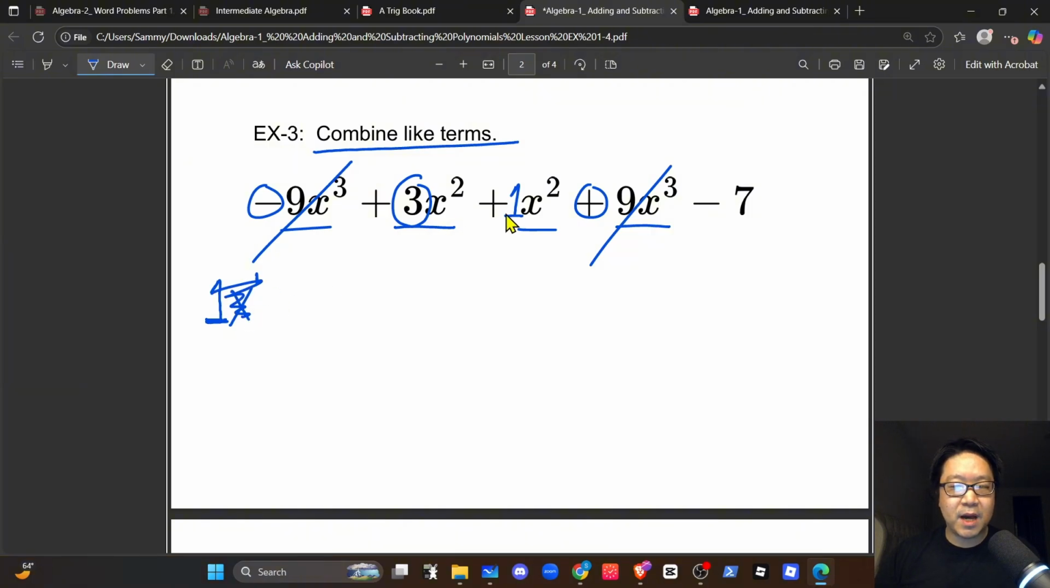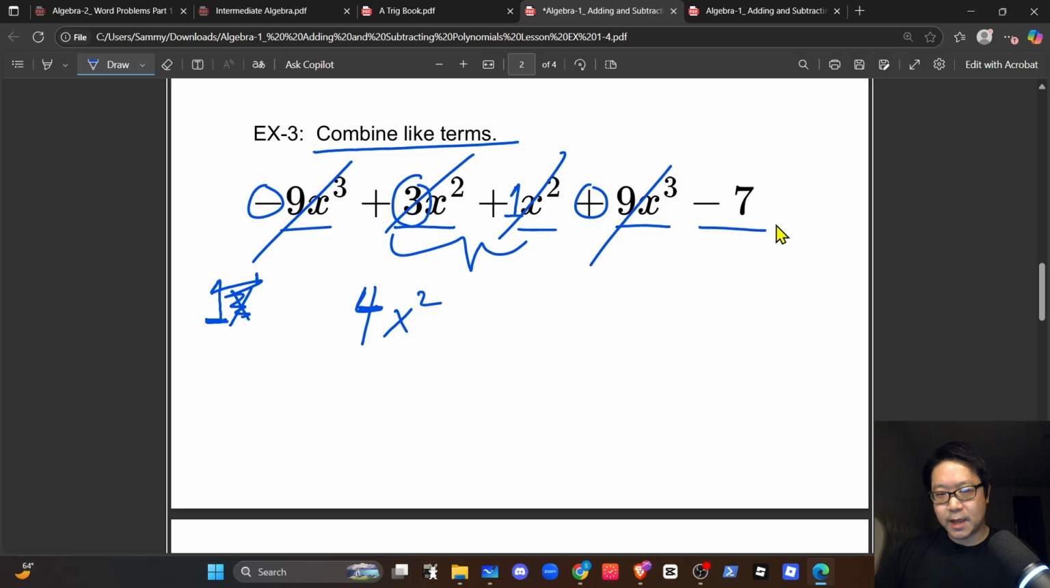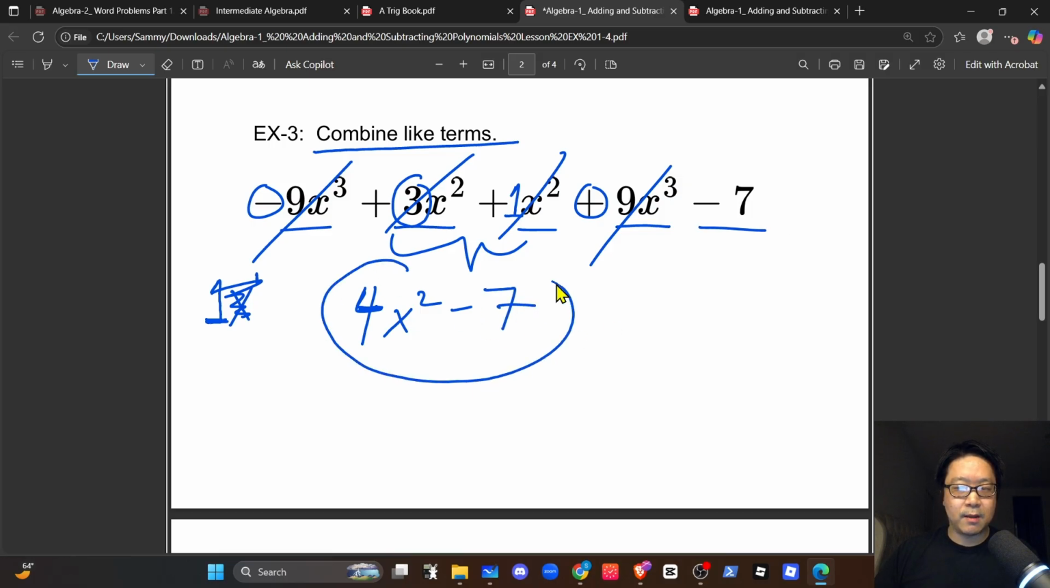So we can combine these two. So 3x squared plus x squared is going to give us 4x squared. We're done with that. And then we're just left with the negative 7. So we can bring that down. And now our polynomial has been simplified.